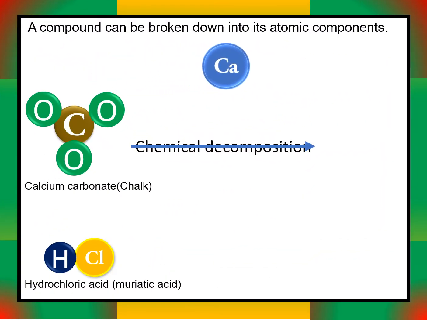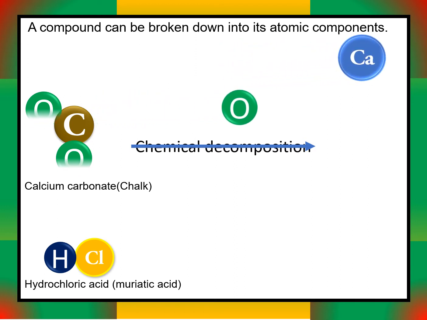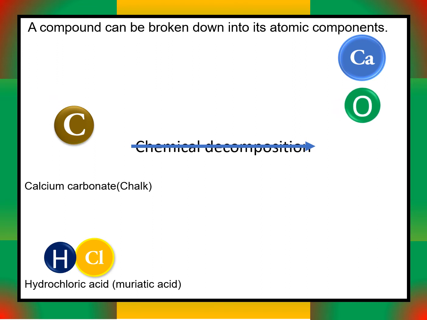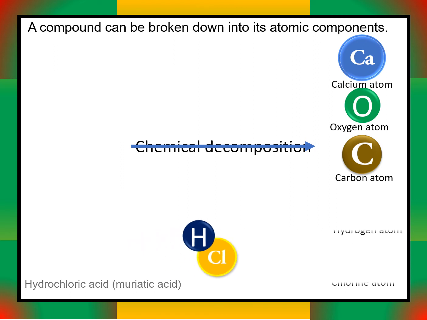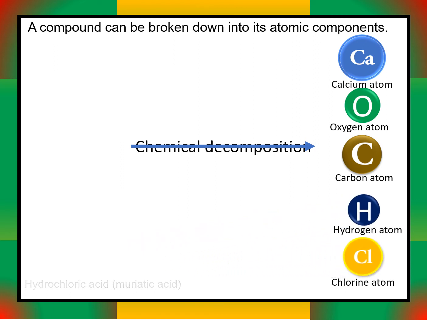Decomposition breaks a compound down into its atomic components. So as you can see, we have calcium carbonate, or chalk. It is composed of calcium, oxygen, and carbon. Chemical decomposition, take note of that. Through chemical decomposition, it goes back to its original components: calcium, oxygen, and carbon.